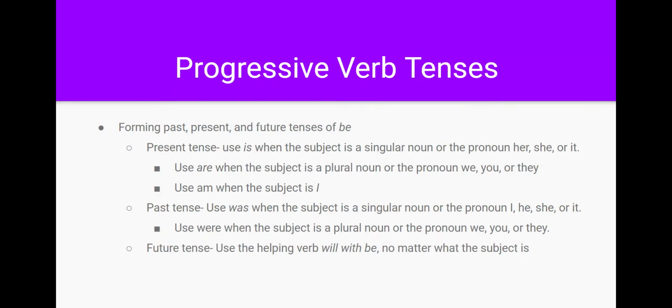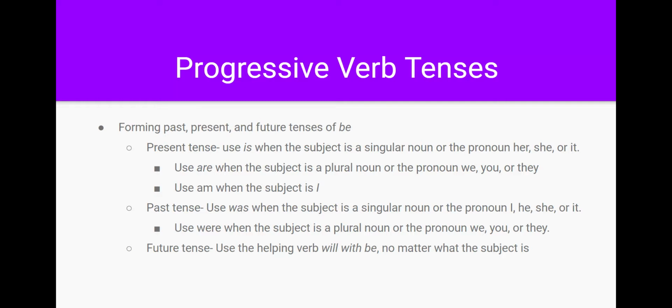Now, some of you might be asking, what about forming past, present, and future tenses of the word be? Present tense, you use the word is when the subject is a singular noun or the pronoun he, she, or it. Use are when the subject is a plural noun or the pronoun we, you, or they. Use am when the subject is I.